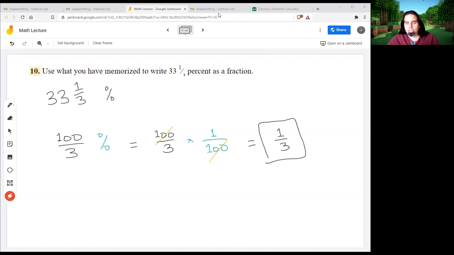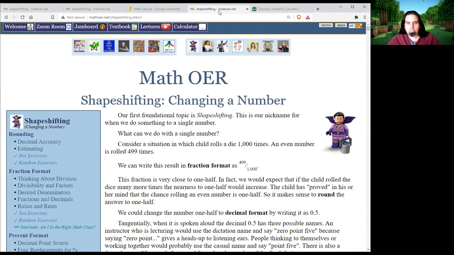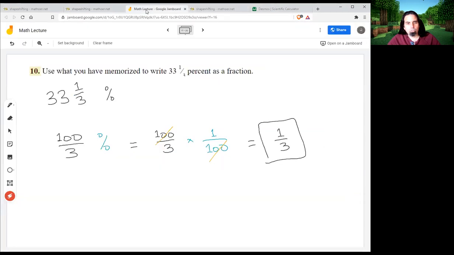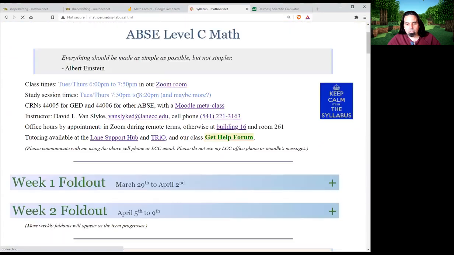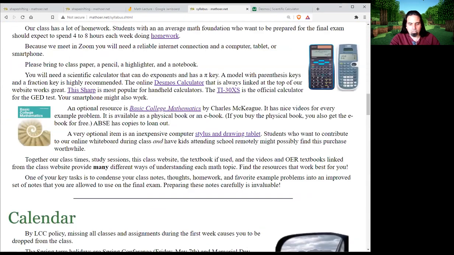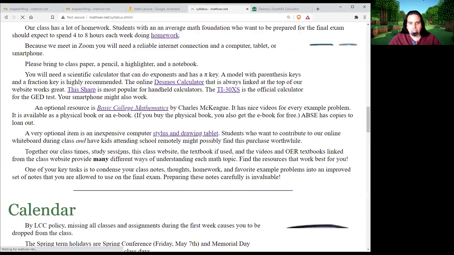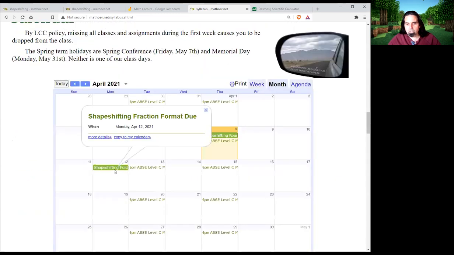Okay, so we had questions on the percent, which is good. We're not moving too fast. So I'm now in the syllabus. If you go down to the calendar and I reload it, then shape-shifting fractions is, oops, I put it on Monday. That's not going to work. Is going to be due next class.